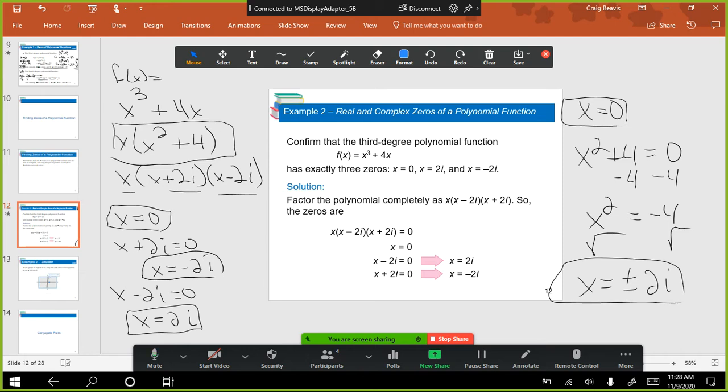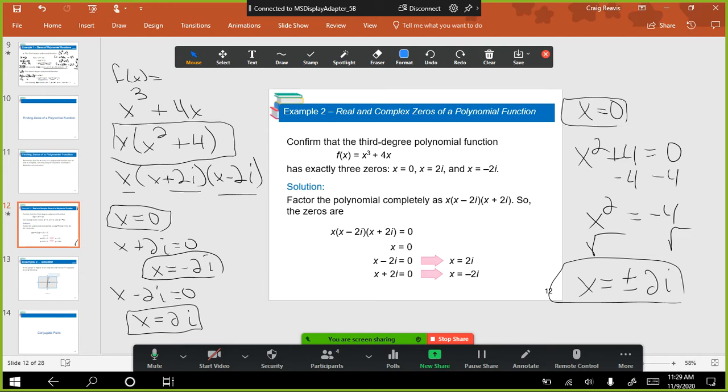So either way, I'm getting the same three zeros, whether I'm factoring it all the way out, or once I got x squared plus a number, because of the square root theorem that allows you to solve equations, I could set that equal to 0, since there's not an x term there, and take the square root of that negative number. So those are the three zeros.